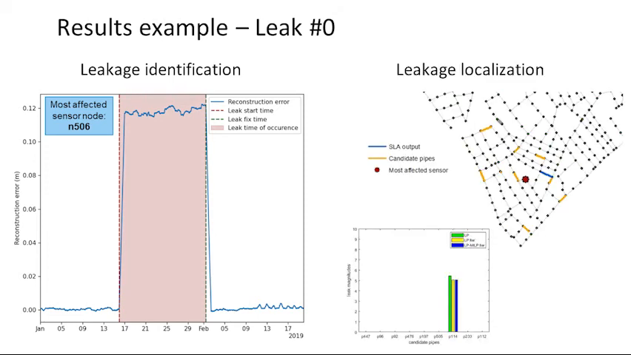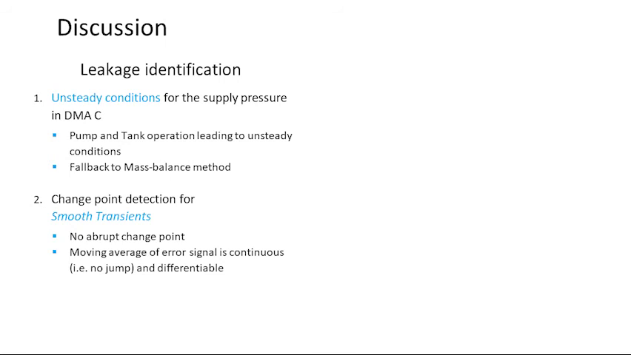Starting from this information, the candidate pipes are selected as shown in the map on the right, which represents the bottom left corner of the LTAR network. From the candidate pipes, the SLA algorithm then indicates that the leak has occurred in pipe 114, marked in blue on the map. Finally, I want to move on to point out some of the challenges that we faced when applying our method along this competition.